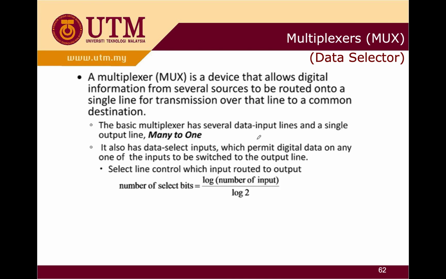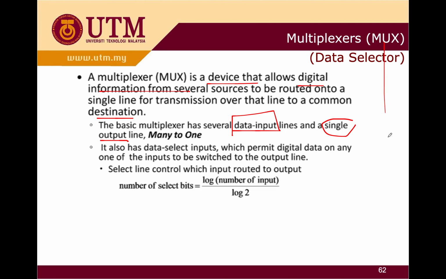For MUX, you have a multiplexer. A MUX is a device that allows digital information from several sources to be routed onto a single line for transmission over the line to a common destination. The basic multiplexer has several data input lines and a single output line only.